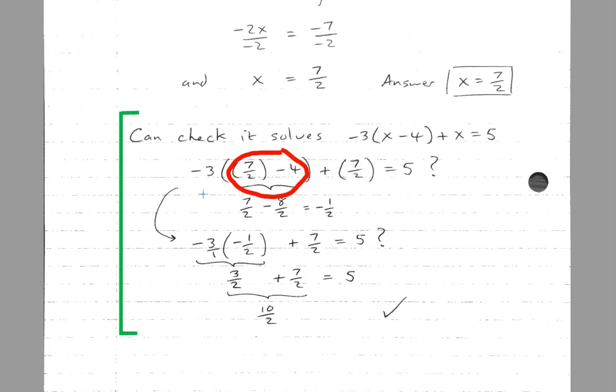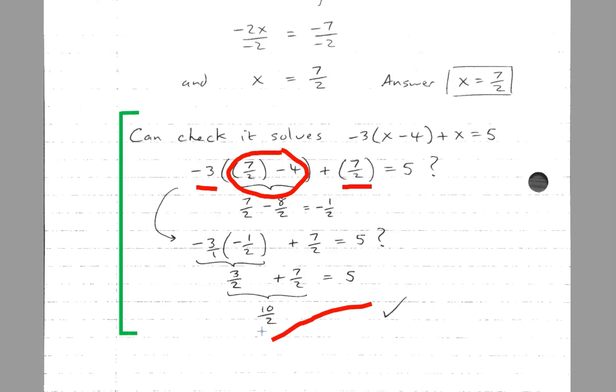Next, we multiply by the negative 3. So negative 3 over 1 times negative 1/2. Well, a negative times a negative is positive, and multiplying straight across, that's 3 over 2. Okay, here's the other x, the other 7 over 2. So what's left on the left side, we have 3 over 2 plus 7 over 2, and that's 10 over 2, which is 5. All right, good.